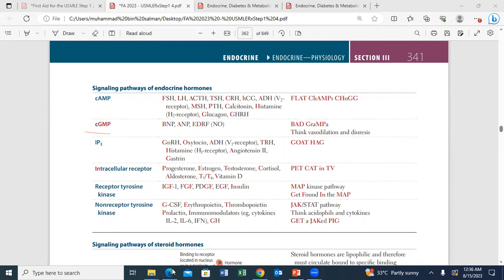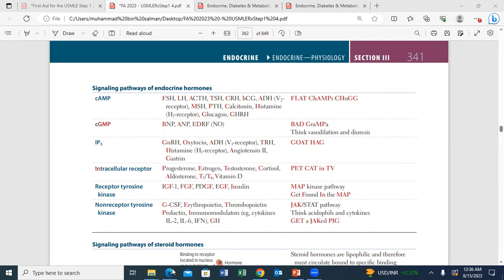Till now, it was easy to memorize. All the steroid hormones use intracellular receptors. The cytokines, the growth factors, insulin, prolactin, growth hormone, they use the tyrosine kinase. And now cyclic GMP is used as a second messenger by brain natriuretic peptide, atrial natriuretic peptide, and all the relaxing factors. All right. What is kind of difficult to memorize is which hormones use cyclic AMP and inositol triphosphate as second messengers. So there are quite a lot of names in this category.